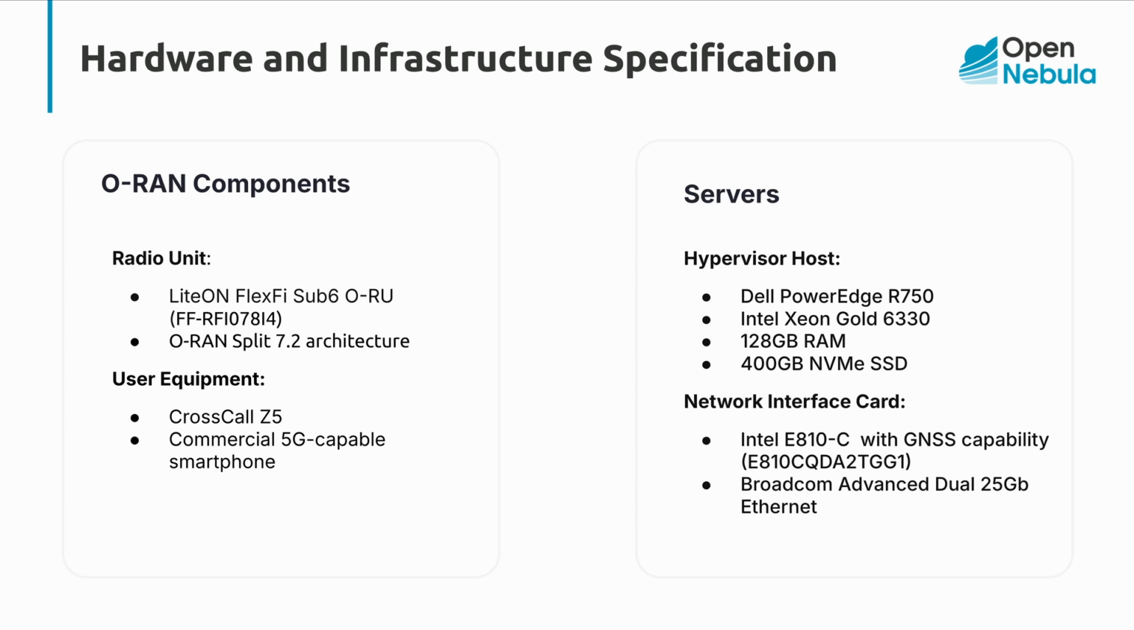For radio components, we are using a standards-compliant Lite-On O-RAN radio unit and a commercial off-the-shelf Quectel 5G smartphone as the user device. The entire virtualized stack runs on a powerful Dell PowerEdge R750 server, configured with an Intel Xeon Gold processor and fast NVMe storage to act as our hypervisor host. Finally, for networking, we are using the specialized Intel E810 network card with precise timing capabilities to connect to the radio unit, while a high-speed Broadcom 25 gigabit adapter handles general data connectivity.